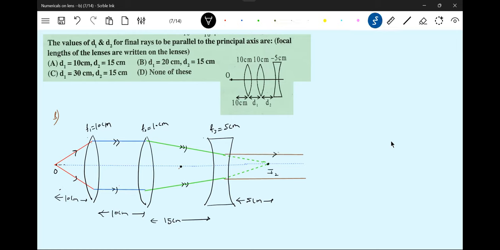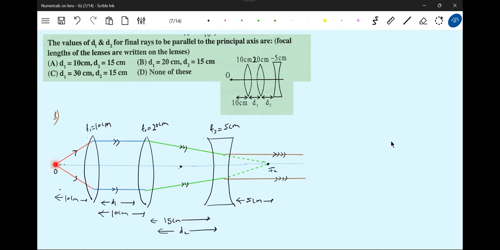You can see now, so this is the, so what is D1? This is the D1, this is the D2. Yeah, there's a problem with this one. Okay, fine. When D1 either 10 centimeter, D1 10 centimeter, D2 will be 15, there's a correction here, this should be 20 centimeter. No, okay, everything is fine here.